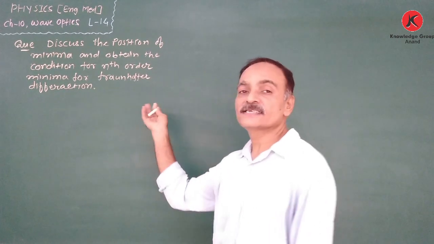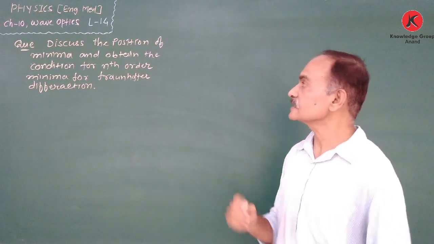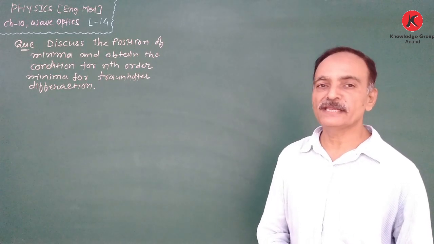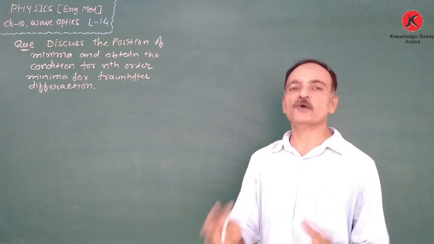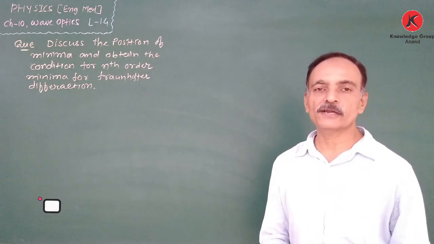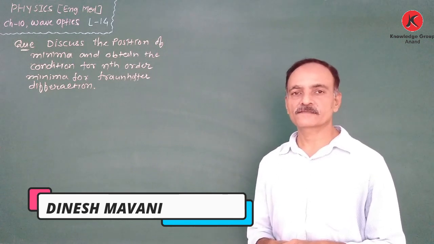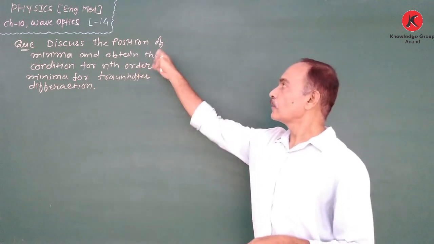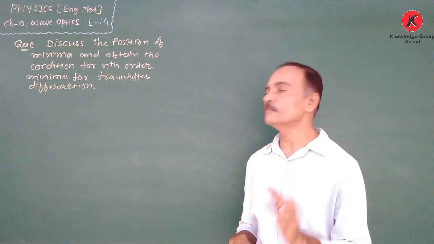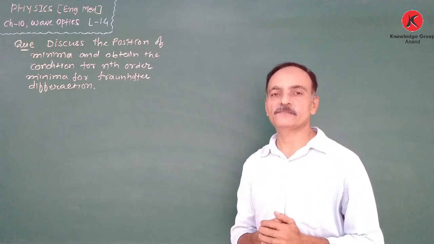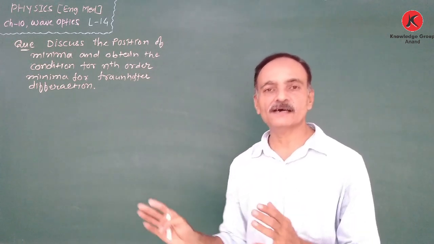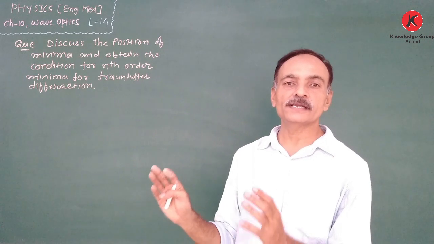Now, after the central maxima, we are going to discuss the minima. What should be the position of the minima on the screen, or at which point, due to destructive interference, the dark points or the minima are obtained? We are going to discuss the position of minima and also the condition for nth order minima in Fraunhofer diffraction. For that purpose, we keep the diagram of Fraunhofer diffraction in our mind.